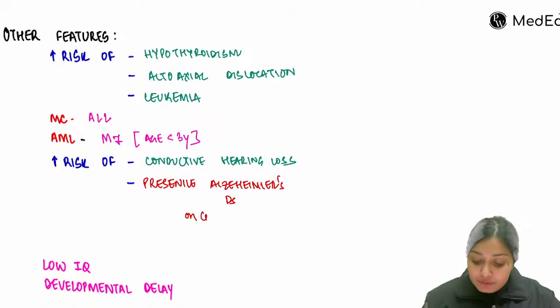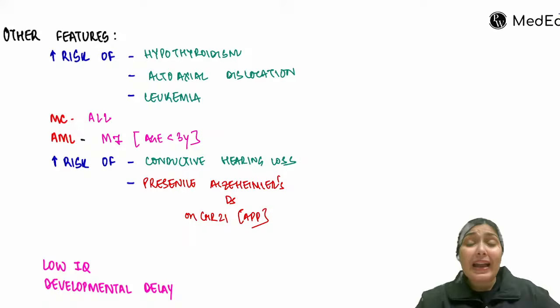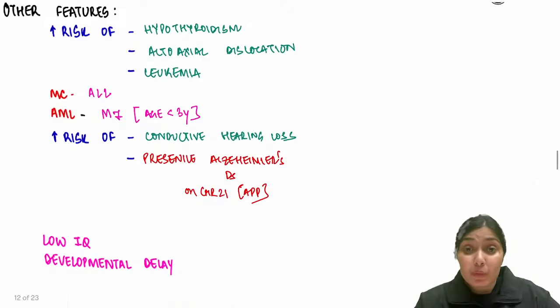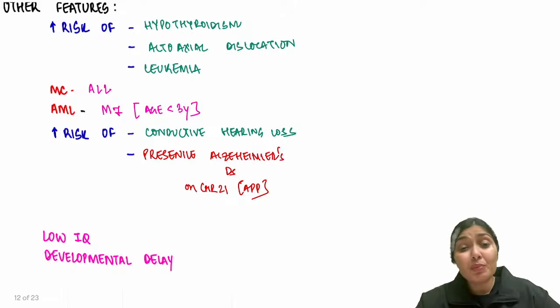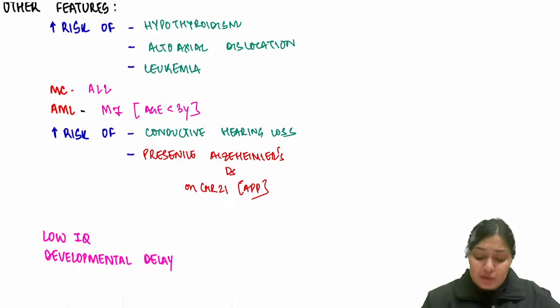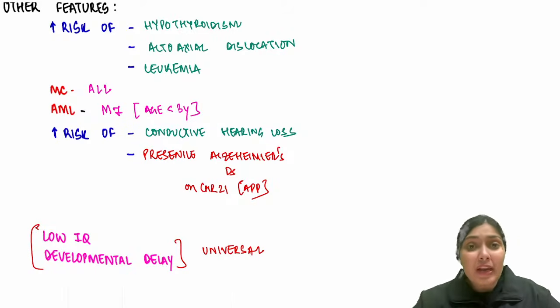Because on the 21st chromosome you have this APP. And low IQ and developmental delay are universal in Down syndrome patients. Once you have a Down syndrome patient, you cannot expect that patient to have a normal IQ or be useful for society. So remember, low IQ and developmental delay is universal. So we definitely don't want a Down syndrome child to be here with us because that won't be very useful for society.